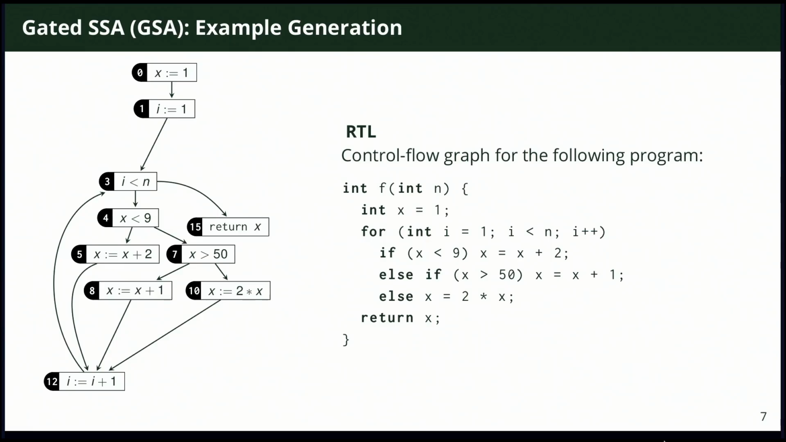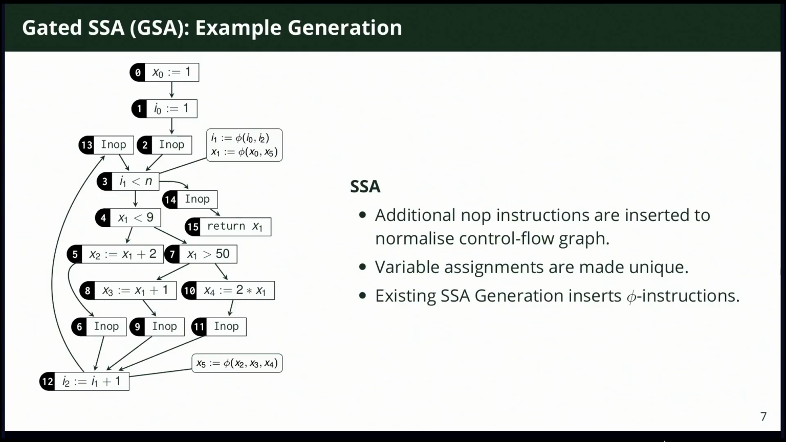And so we use CompCertSSA to then generate an SSA version of that control flow graph. The first thing to notice is we've actually changed the structure a bit. We've added a lot of NOP instructions. This is to normalize the control flow graph. And then now all the variable assignments are unique. We've versioned all the variables. And we now have these phi functions that are placed at both the join points, at the loop header and the bottom of the combination of all these if branches. And these will make the correct selection of the version of that variable.